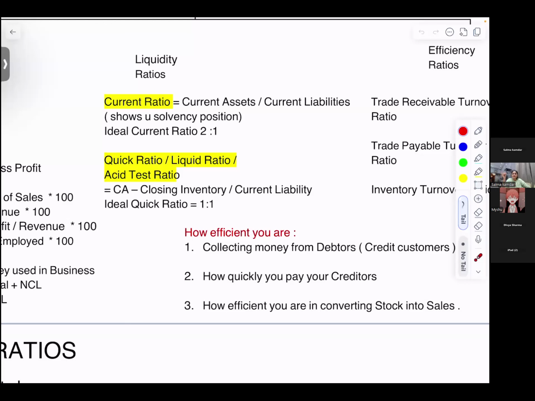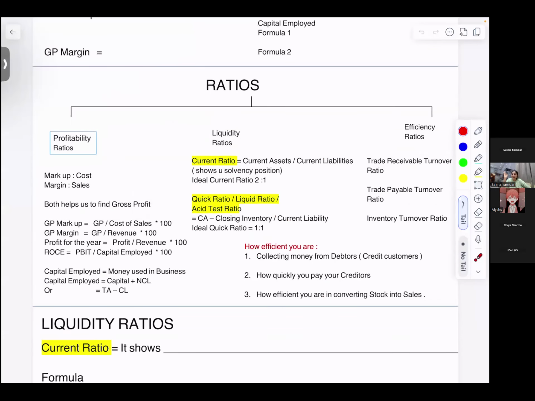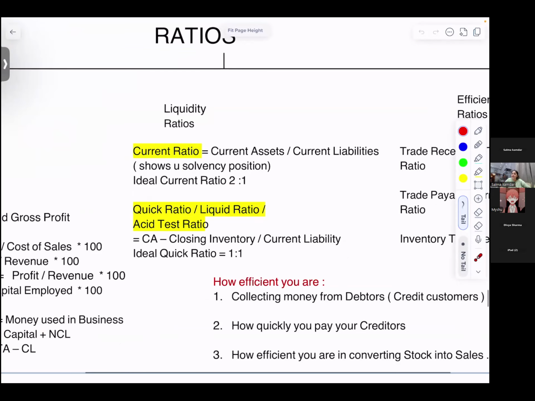Ratios, we have three types of ratio. One is a profitability ratio, one is a liquidity ratio, and one is the efficiency ratio. Now, when I'm talking about the liquidity ratio, it tells us how liquid are we. When I say how liquid we are, that means how much cash is available with us to pay our liabilities.